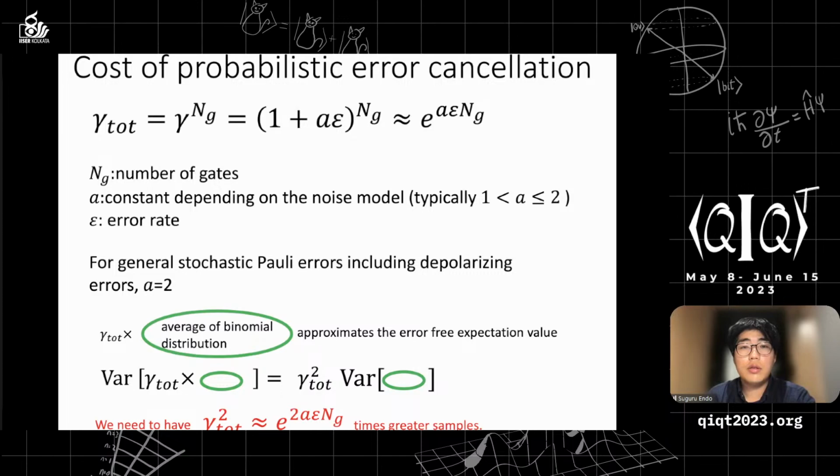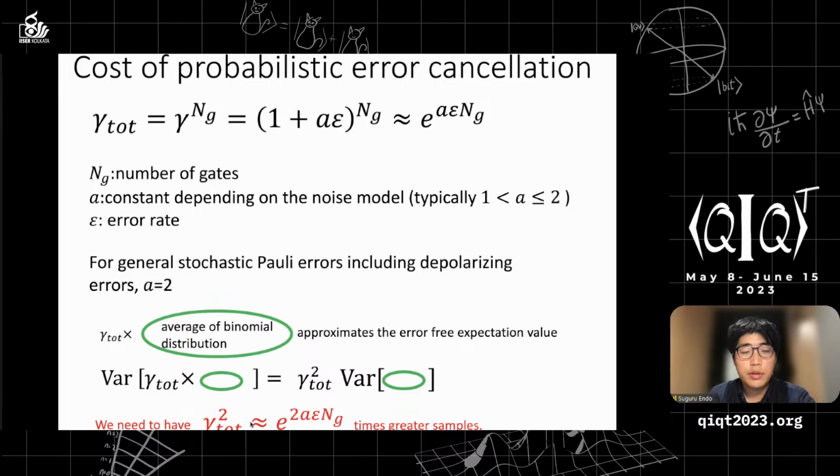Cost for error mitigation. The cost of the error mitigation can be described as this one. A is some constant depending on the noise model, and this epsilon is the error rate of the circuit, like T1 and T2 strengths and so on. When we calculate this, it can be approximated by an exponential function like this. Finally, we have to multiply this overhead coefficient to the average of the binomial distribution.